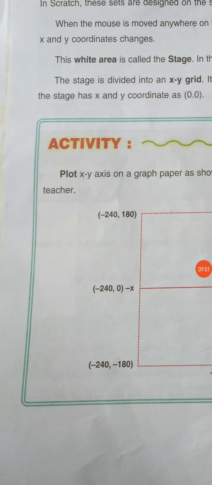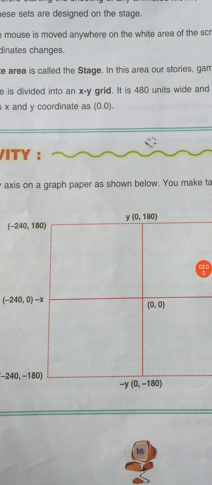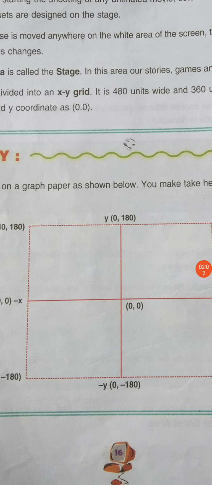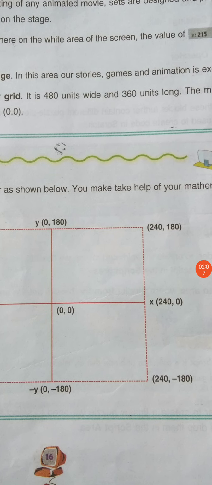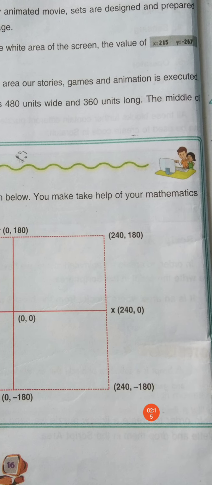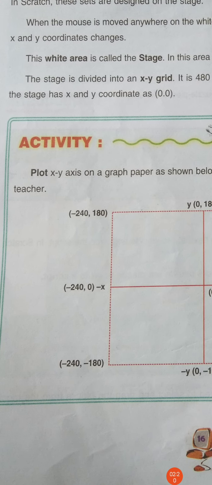So the stage is divided into an x and y grid, x and y coordinates. It is 480 units wide and 360 units long. Dear students, that is its size. The middle of the stage has x and y coordinates as 0.